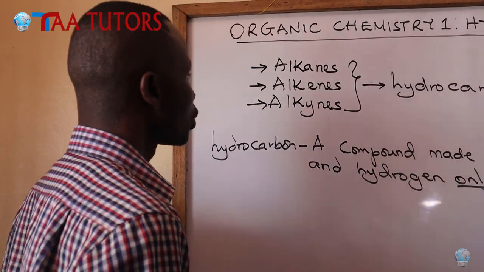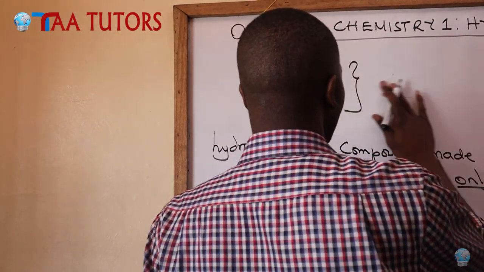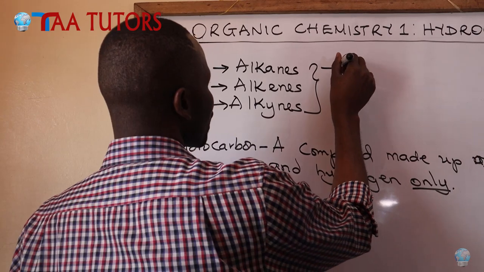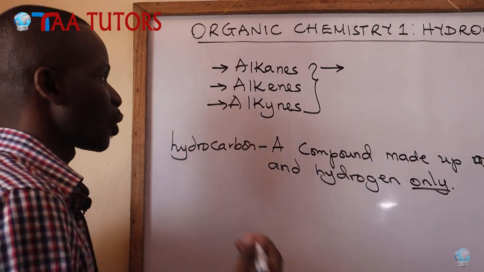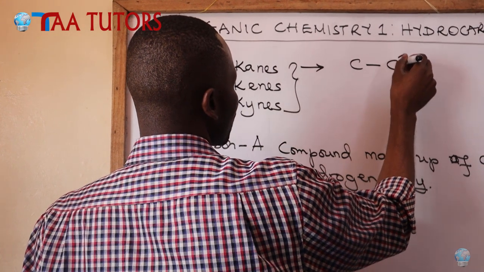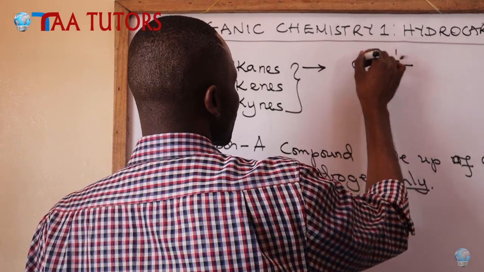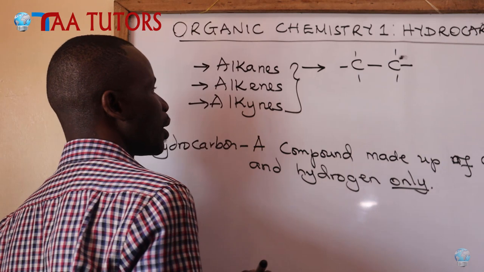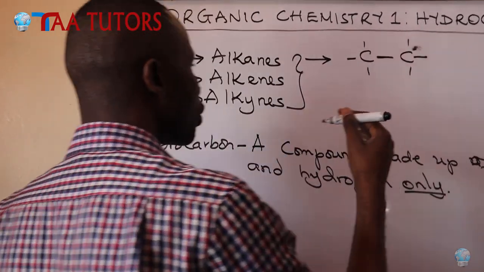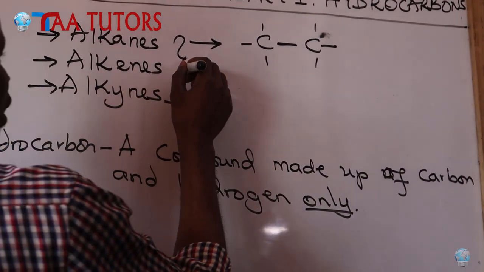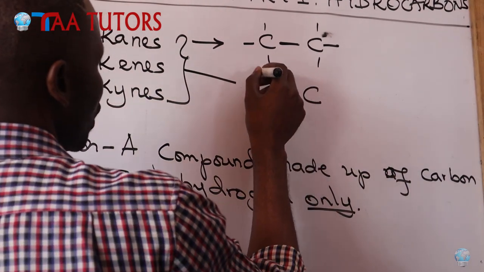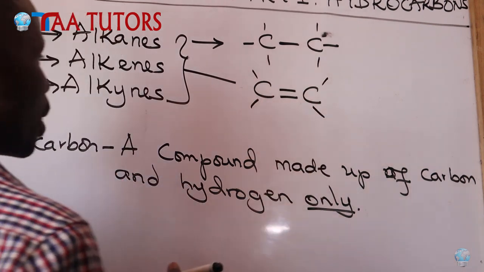Now, before I start with alkanes, I want to briefly explain, as I discussed the other day when I was talking about functional groups, that alkanes have single bonds. That is what we are going to refer to as its functional group. So there's a single bond between one carbon atom and another carbon atom. Alkenes have a double bond.